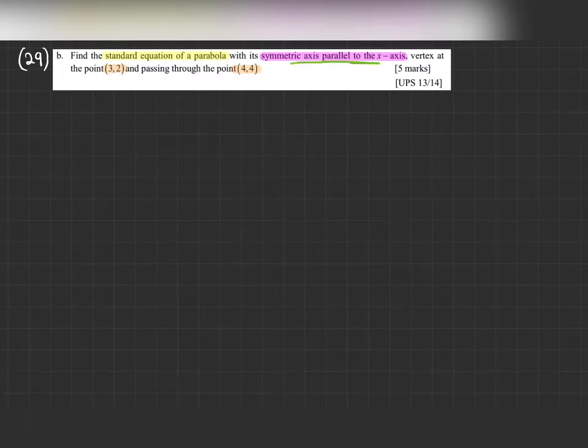Symmetric axis parallel to x-axis. Okay. X-axis kita yang mana satu? Yang melintang ni. Okay. Since ini adalah kita punya axis of symmetry, maksudnya shape kita sebenarnya adalah bentuk ini ataupun bentuk ini. Okay, so kita ada dua possibility lah. Either it's open to the left ataupun it's open to the right. Okay, sebabnya axis of symmetry kita lies on the x-axis ataupun dia parallel to the x-axis.